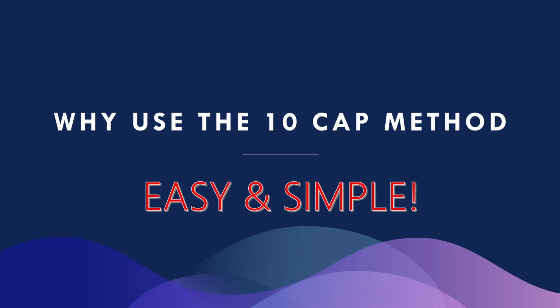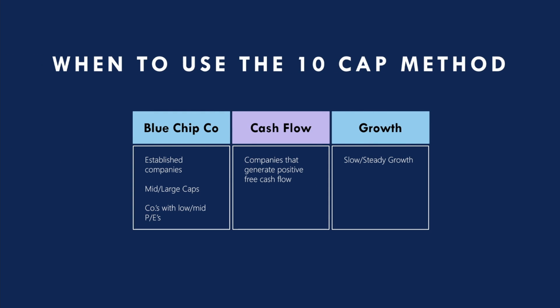So why should you use the 10-cap method? Well, it is very easy and simple. In fact, it is one of the easiest and simplest methods you can use to value a company's stock. So which companies are the best to use with this particular model? Well, first, I think the best companies are blue chip companies. So think of companies that are well established, mid to large cap companies, with a $10 billion market cap or bigger, typically low to mid PE, say a PE from 5 to 15, companies generating positive free cash flow, and cash flow that is fairly easy to forecast.